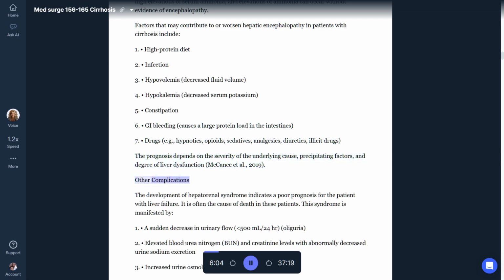Other complications. The development of hepatorenal syndrome indicates a poor prognosis for the patient with liver failure. It is often the cause of death in these patients. This syndrome is manifested by: 1. A sudden decrease in urinary flow. 2. Elevated blood urea nitrogen and creatinine levels with abnormally decreased urine sodium excretion. 3. Increased urine osmolarity. Hepatorenal syndrome often occurs after clinical deterioration from GI bleeding or the onset of hepatic encephalopathy. It may also complicate other liver diseases, including acute hepatitis and fulminant liver failure.